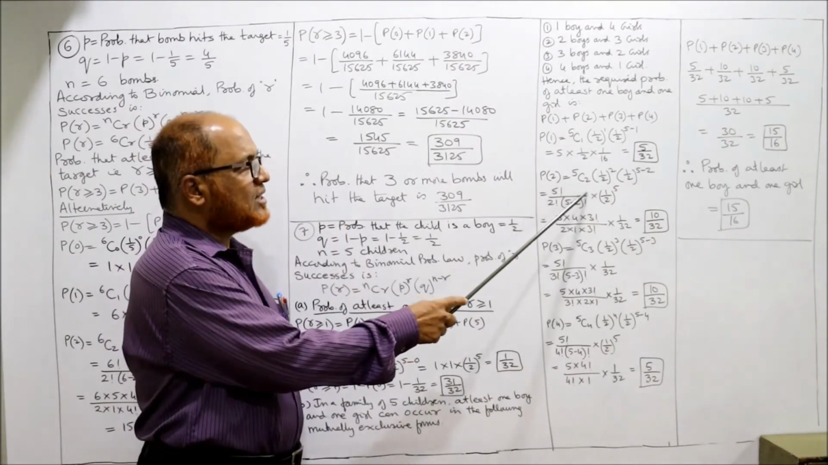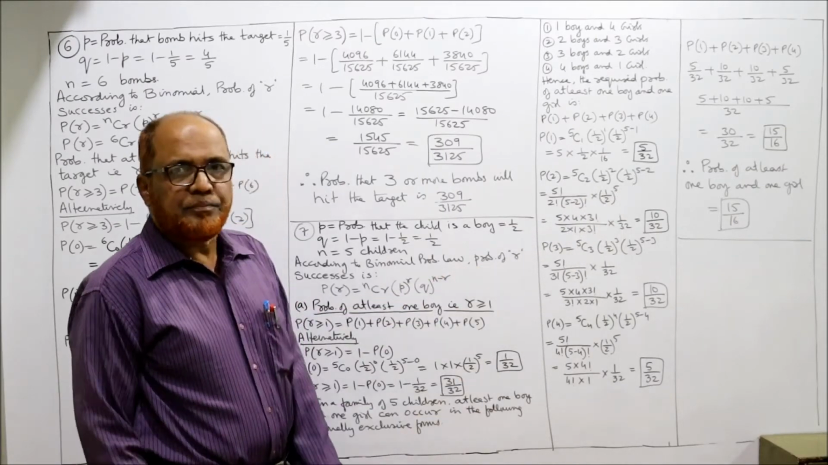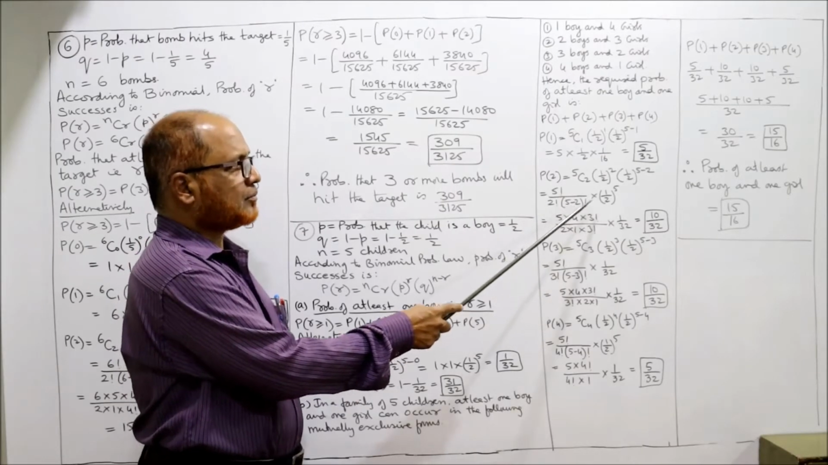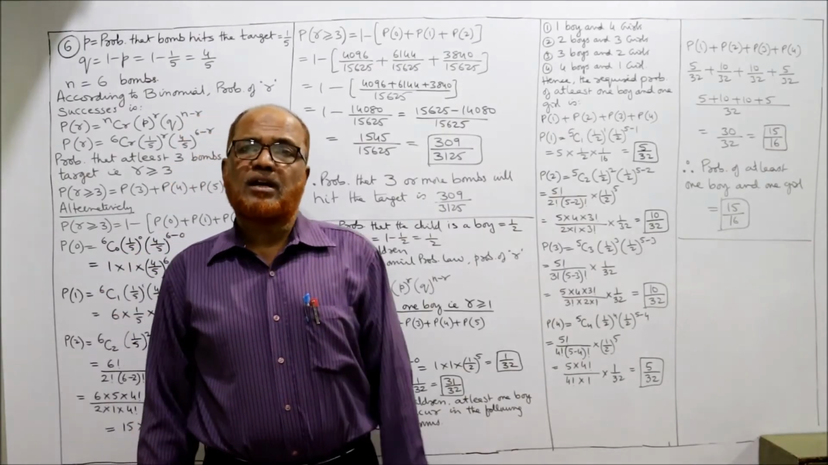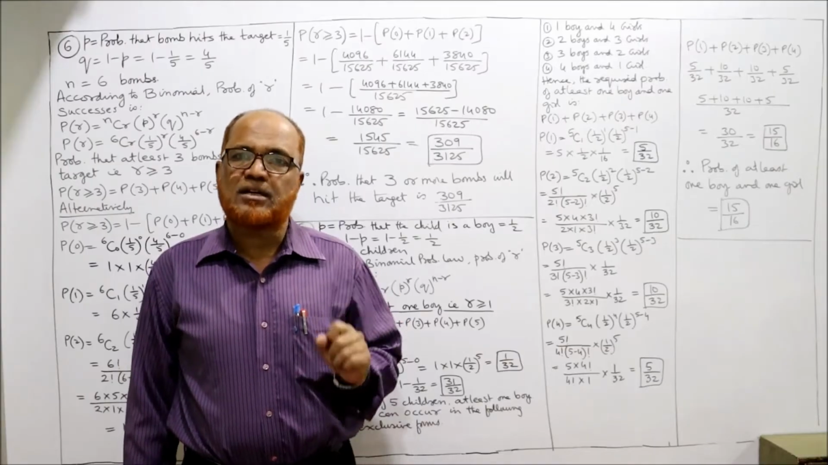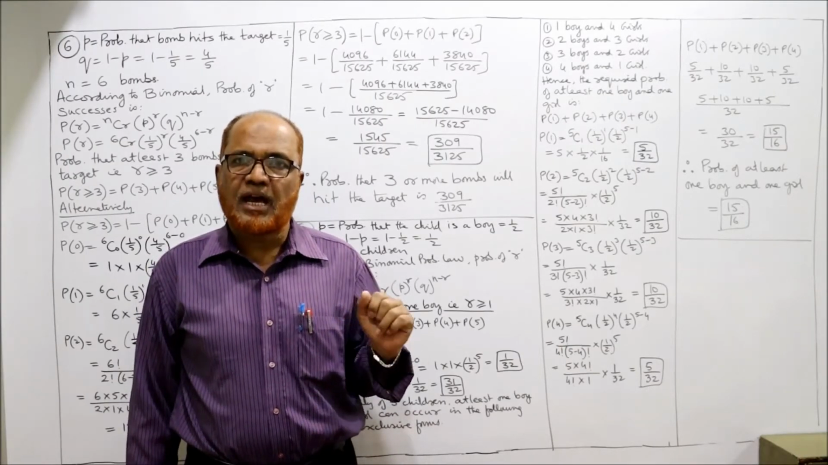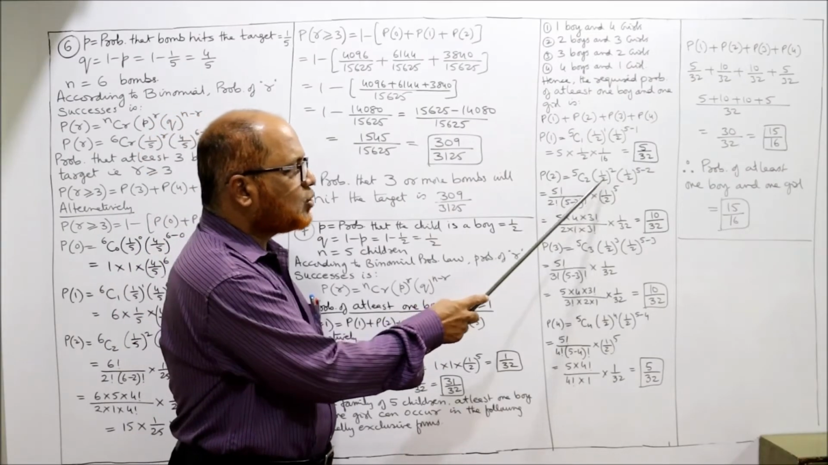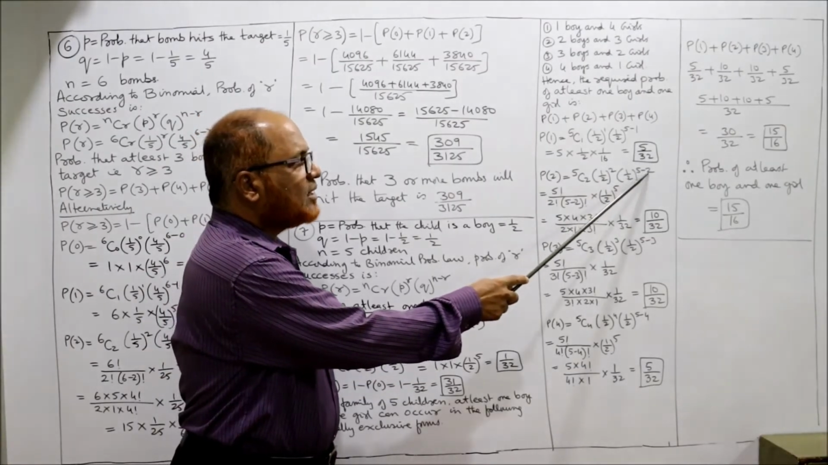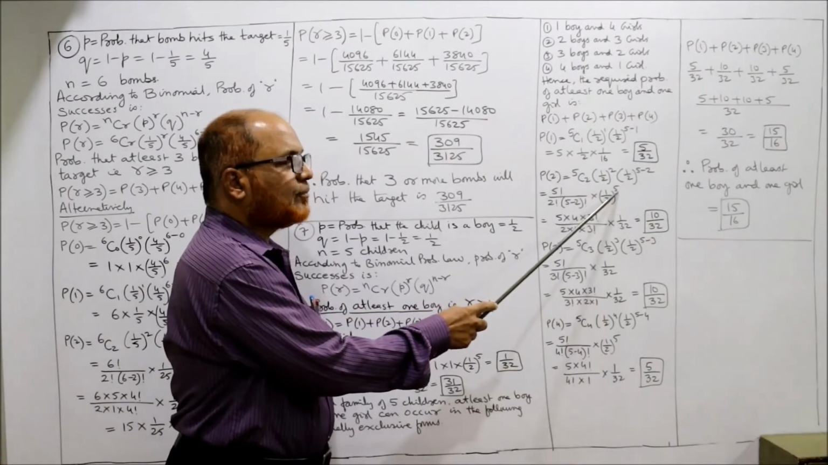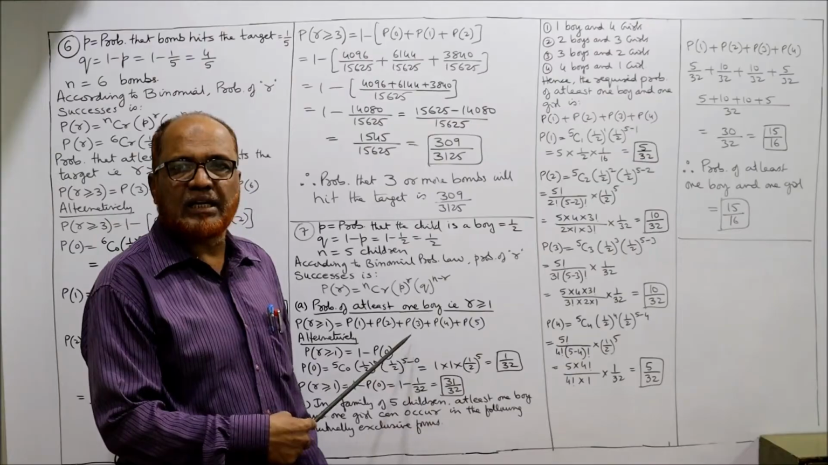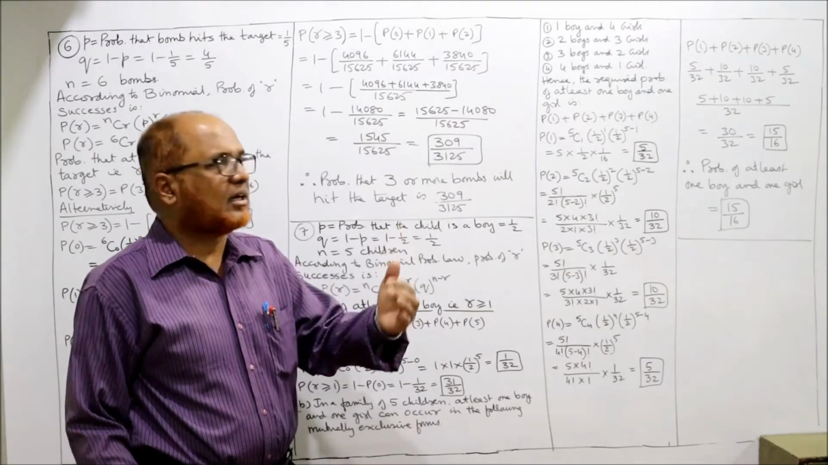Similarly, P of 2 is 5C2, half to the power of 2, half to the power of 5 minus 2. 5C2 is 5 factorial divided by 2 factorial into 5 minus 2 factorial. Now one mathematics property is there: when bases are the same, powers can be added. Here the base is the same, 1 by 2, so we can add up the powers. Here the power is 2, and 5 minus 2 is 3. So 2 plus 3 is 5. Half to the power of 5 we already know is 1 by 32.